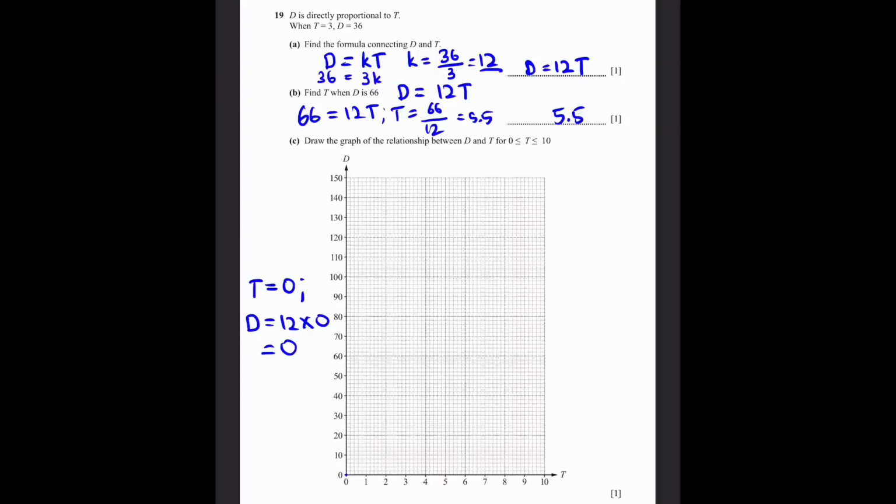And then we'll put when T equals 10. So T equals 10, then D equals 12 multiplied by 10, which is equal to 120. So it'll be up here. Now let's join these 2 points together. And there you have it. This is the direct proportion graph of relationship between D and T.